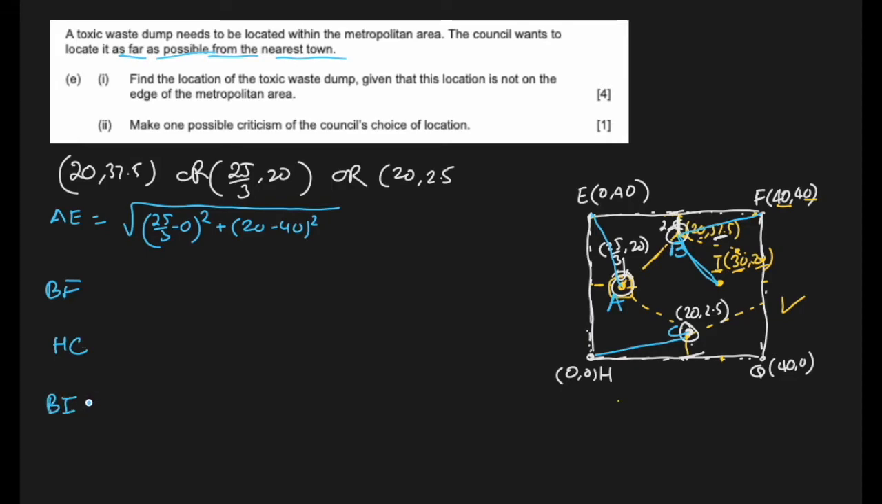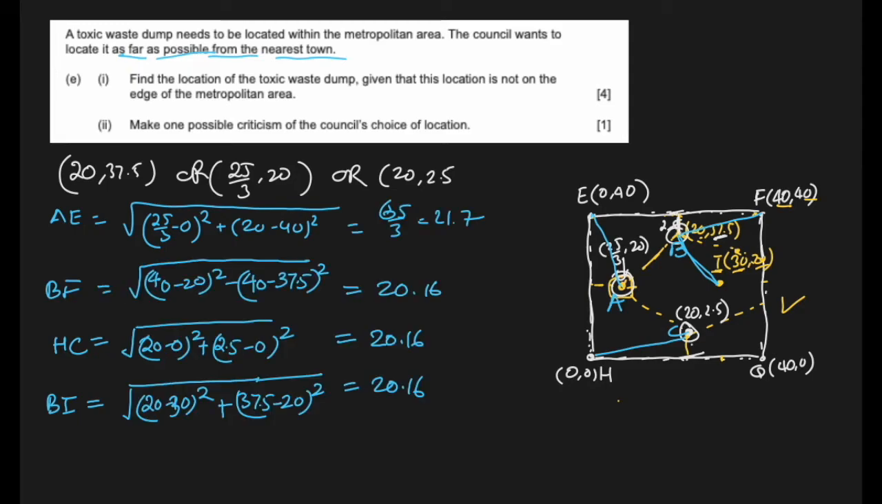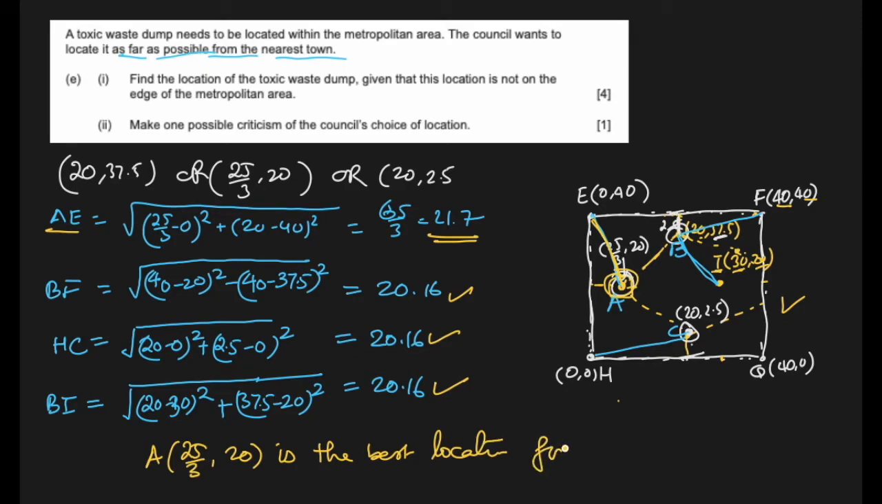Okay, I will cut this particular video, and then when I return back, I'll have the distances with me. And I'm back. Three distances came out to be the same. This one between A and E, this distance was the farthest, which is 21.7. So A is the right position, which is 25 over 3 comma 20, is the best location for the dump.